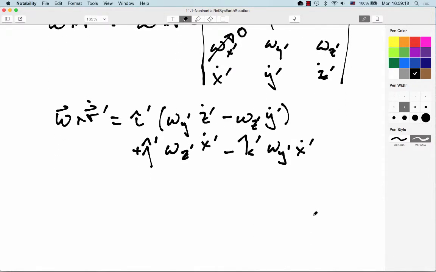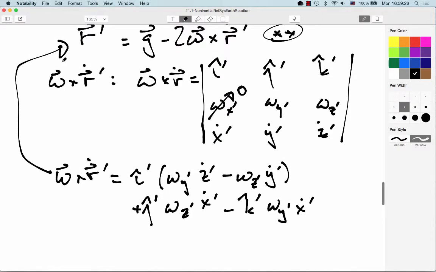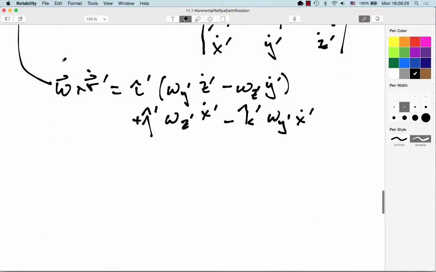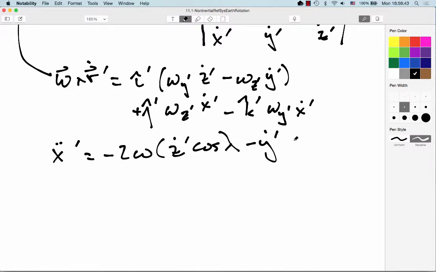Okay, so if we've got that, we will plug that back into double star there, and we will equate our components. So when you do that, you will get x double dot prime equals minus 2 omega, z dot prime cosine lambda minus y dot prime sine lambda.